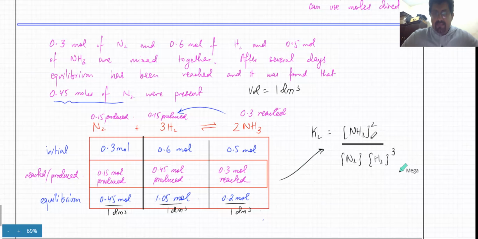Okay, is this clear to everyone? Yes. Any questions about this? You have to practice this a lot. We're going to do past papers. All past paper questions are going to be very similar to this. That's one type of question, where you're given moles and you're given equilibrium moles, and you have to figure out equilibrium moles.